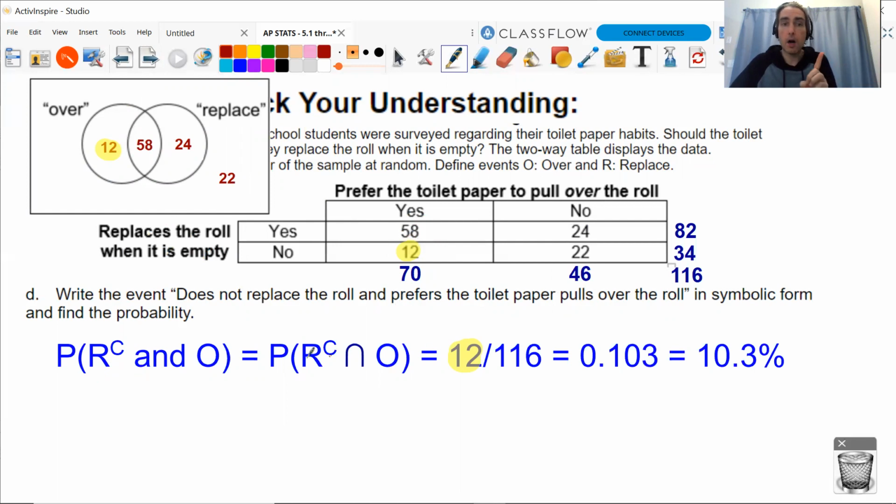And O is over. Well, that's going to be this column here, but we're looking for the intersection, right? So it's going to be 12 because that's where they meet together, out of 116.